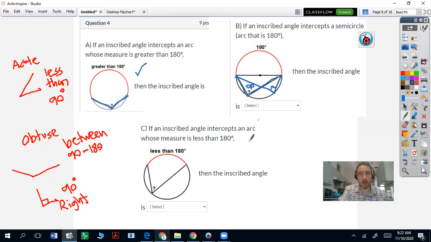And then if you have an arc less than 180 divided by 2, well, if you're dividing a number less than 180 by 2, that number should be less than 90. So you can answer those 2. It should just be obtuse, acute, and right. Just so you can see that relationship between what that arc is to that angle.